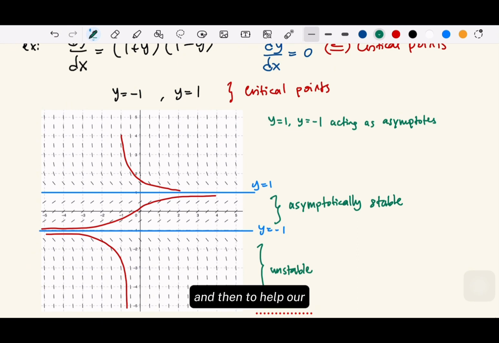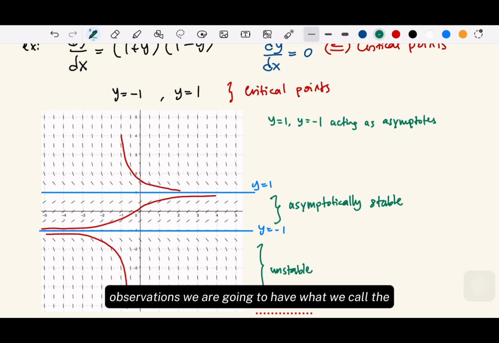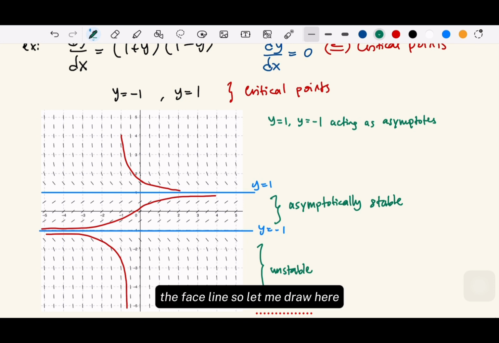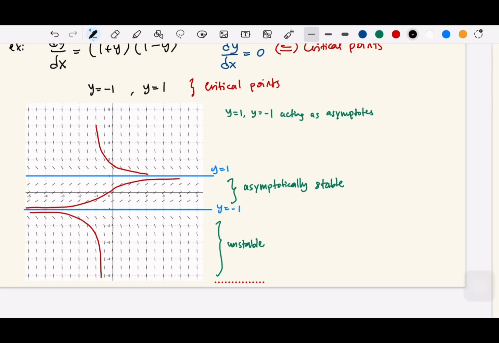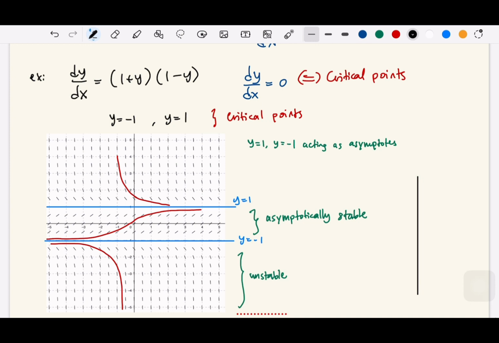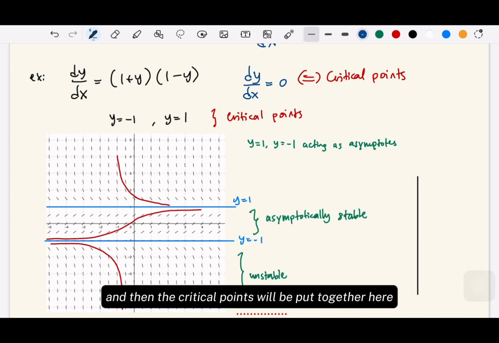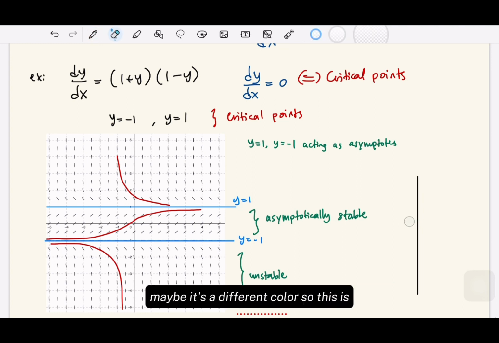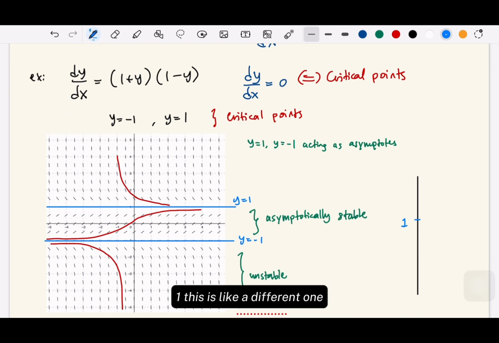And then to help our observations, we are going to have what we call the phase line. So let me draw here. So phase line is basically just a vertical line, and then the critical points will be put together here, maybe using different color. So this is 1, this is -1.